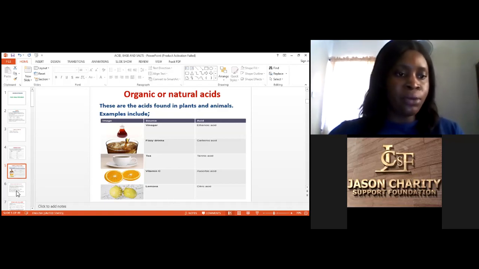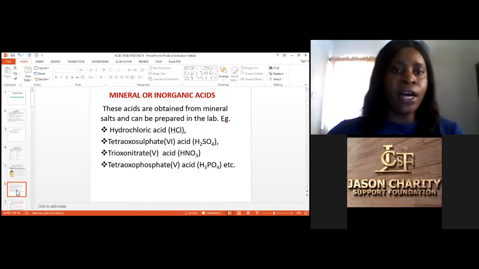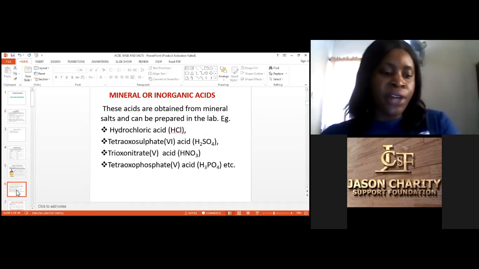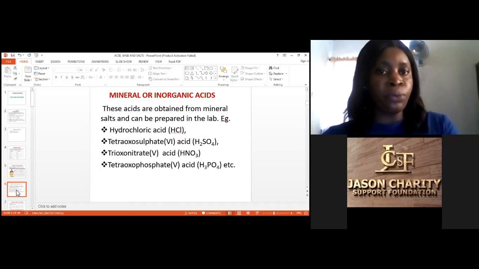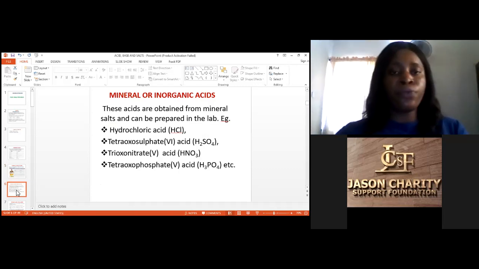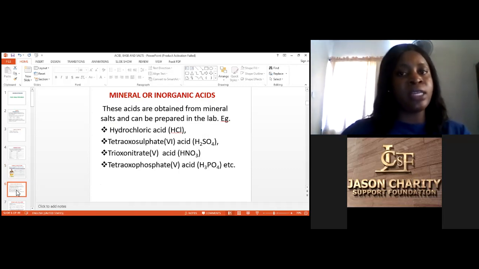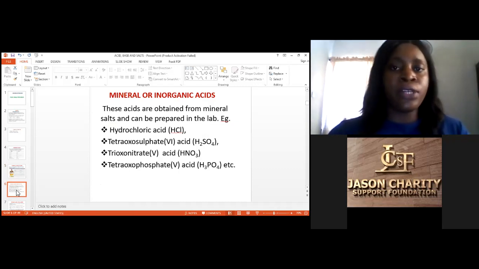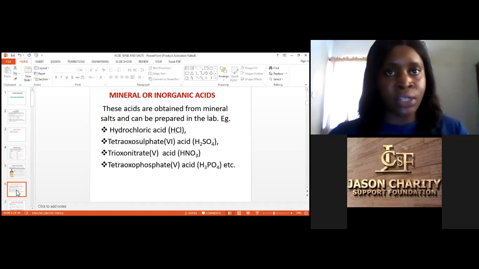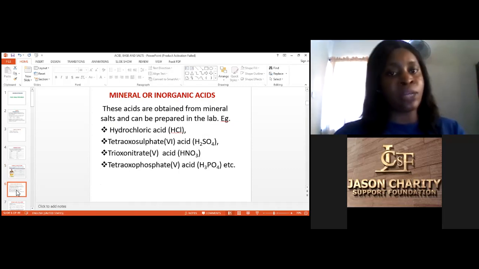Now let's look at the mineral acid. The mineral acid, also known as the inorganic acid, is prepared by humans in the lab or in the chemical industries. So the mineral or inorganic acids are not gotten from natural sources. Rather, they are prepared by humans, or they are man-made, also known as man-made acids.